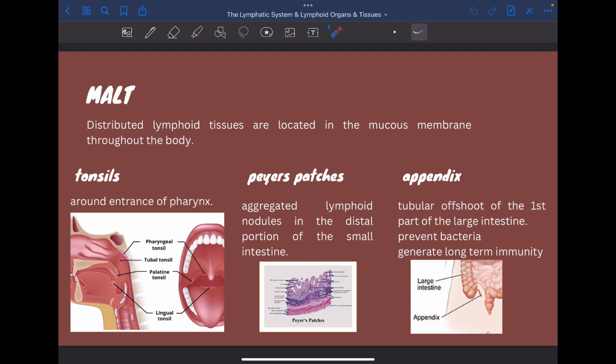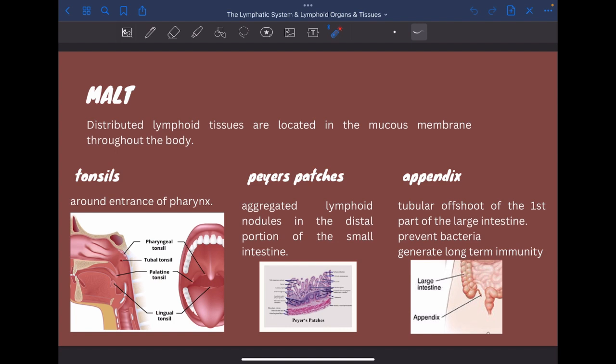So they're just aggregated lymph nodules. And finally, the appendix is just a tubular offshoot on the first part of the large intestine, as evident here. And again, their function is to help the immune system fight against bacteria and so on, and they are present in the intestine. The appendix is in the large intestine, and the Peyer's patches in the small intestine.